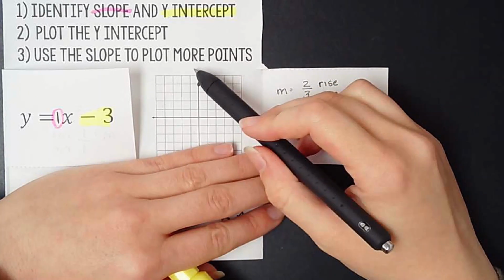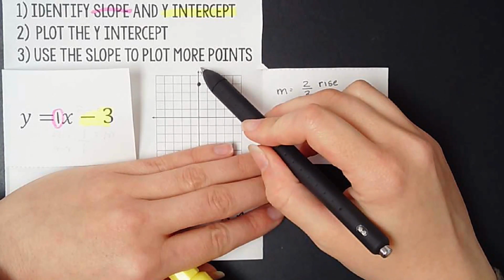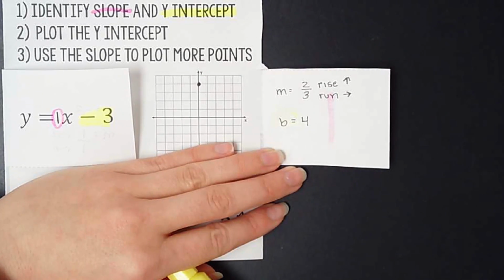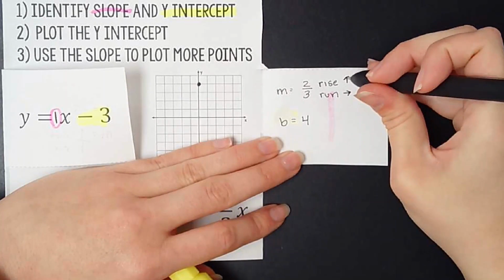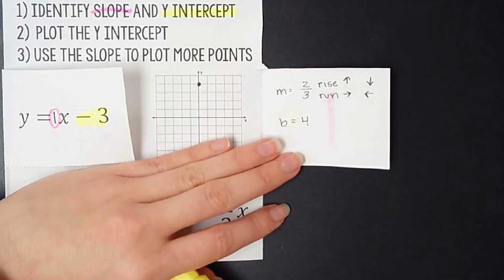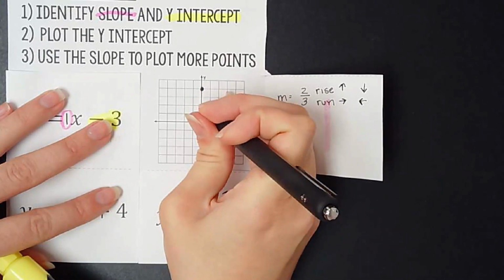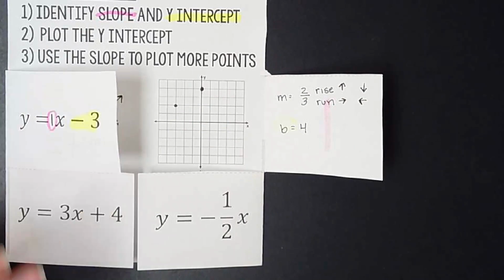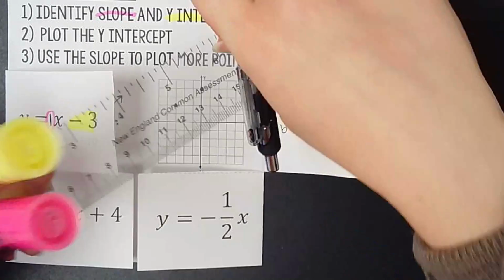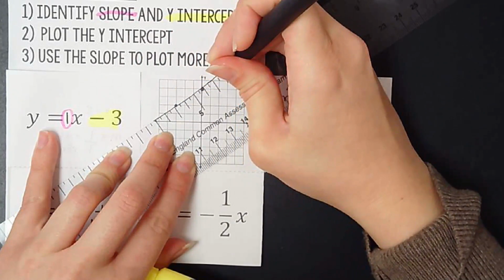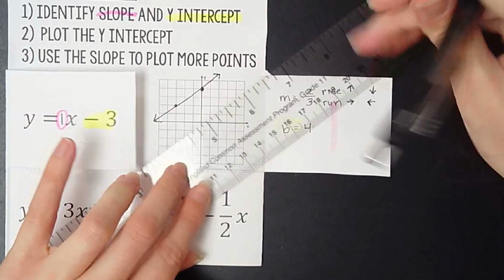But if I'm starting at positive 4, I can't rise 2. I should be going 2 up and 3 to the right. I can't do that, I would work in the opposite direction. And instead of going up 2, I would go down 2 and left 3. So this time I'm going down 2, left 3, down 2, left, oh, I can only fit 1 other point on my graph. So I would use my ruler, make a line, draw arrows at each end.